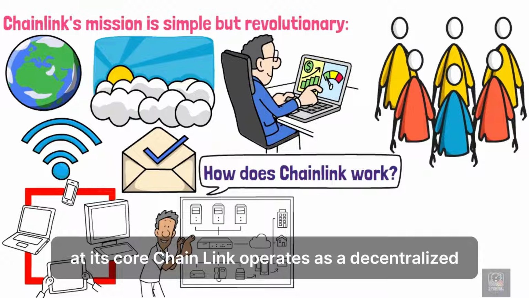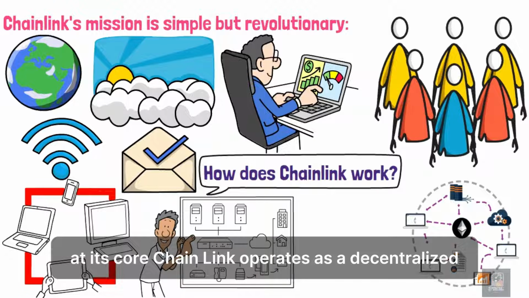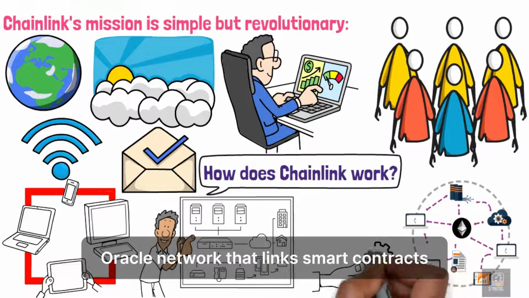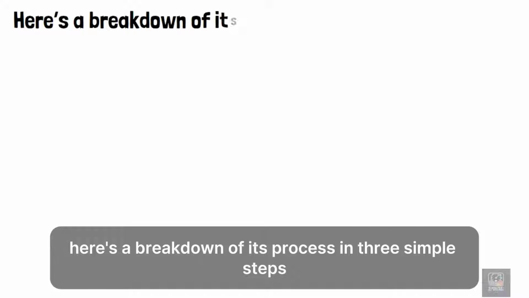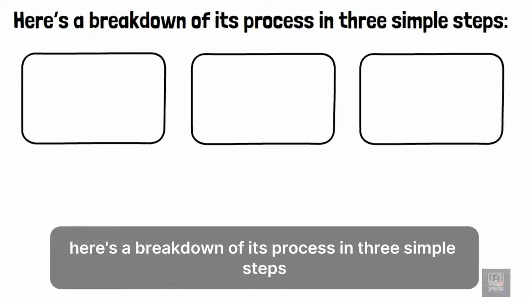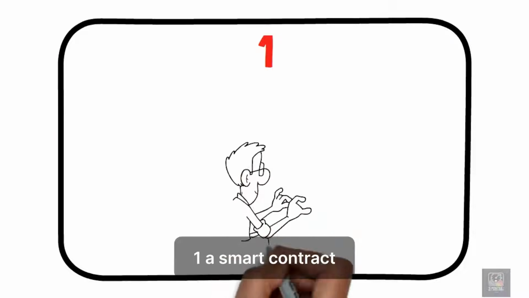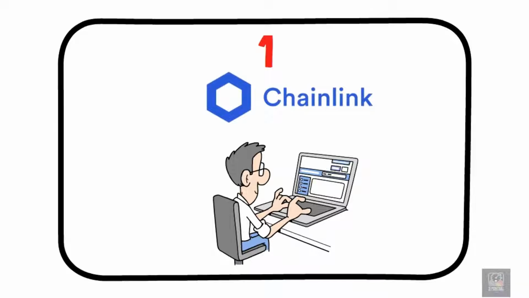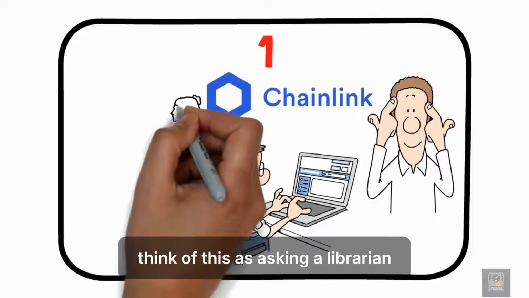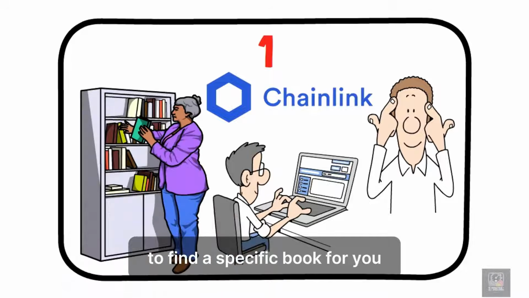At its core, Chainlink operates as a decentralized oracle network that links smart contracts with external data. Here's a breakdown of its process in 3 simple steps. 1. A smart contract sends a data request to the Chainlink network. Think of this as asking a librarian to find a specific book for you.